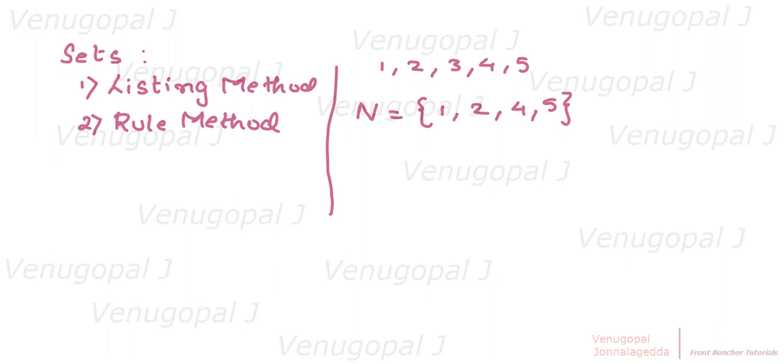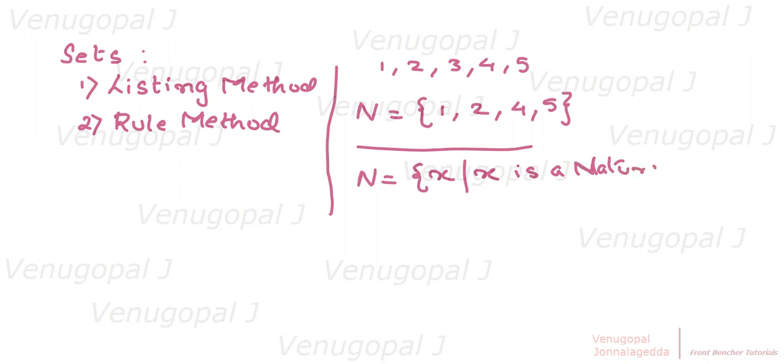The same set in the rule method will look like this. N is equal to brackets open, x such that x is a natural number. This is N. Okay, a natural number, and I can represent x as 1 less than or equal to x less than or equal to 5, and I close the brackets.